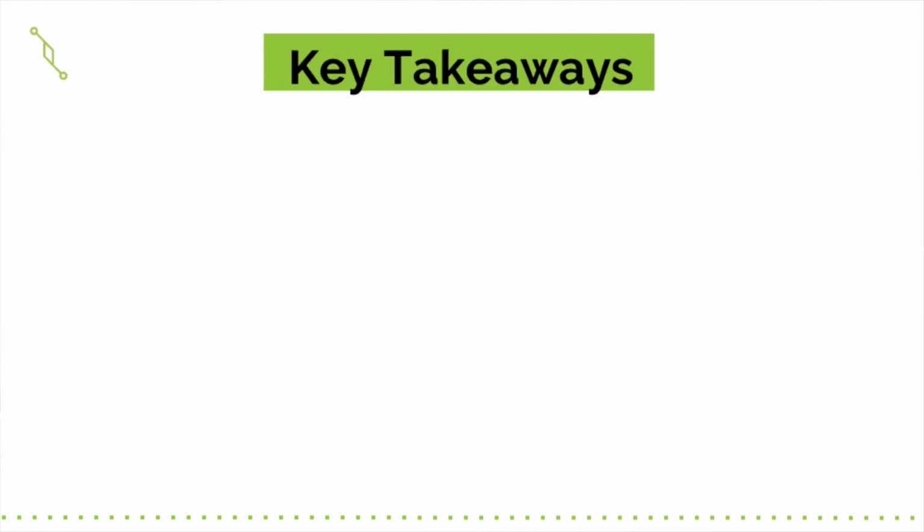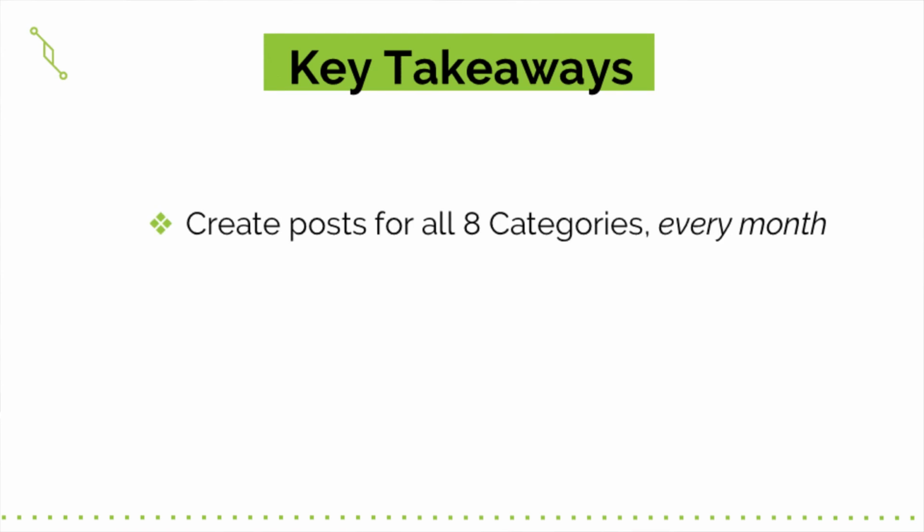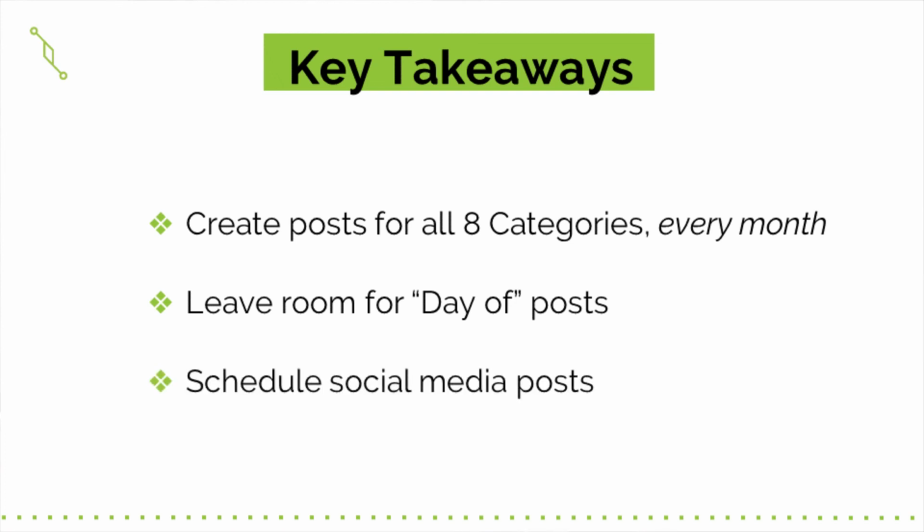All right, the key takeaways. First, take time at the end of every month to create your social media posts for the upcoming month in all 8 categories. This will ensure you have a good mix of self-promotion and trust-building posts. Second, leave room in your social media content plan for day of posts for unexpected share-worthy content. Finally, schedule your social media posts for the month. Up next, I will teach you how to measure your results, show you how measurement can help you make strategic decisions, and how to tie your social media metrics back to your business objectives.